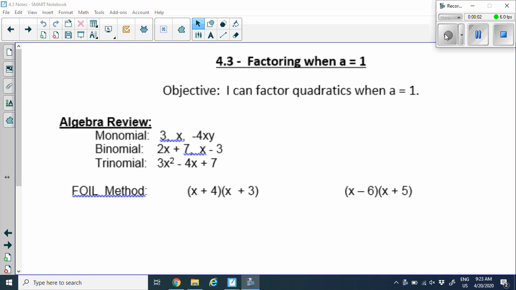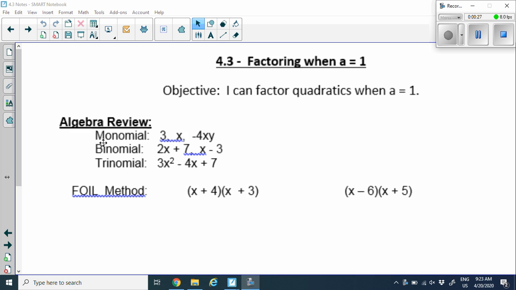So here are the notes for 4.3. This is when we're factoring when a equals 1. So we're going to factor quadratics when our a value is equal to 1. Just to let you know, some algebra review. You guys did this actually in Algebra 1, so a lot of this should be review. Here are some vocabulary words I want to go over because I will be using them quite a bit.